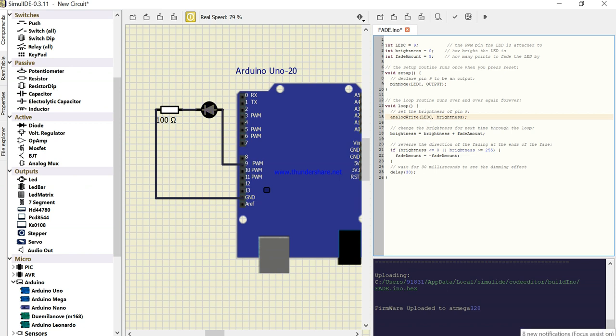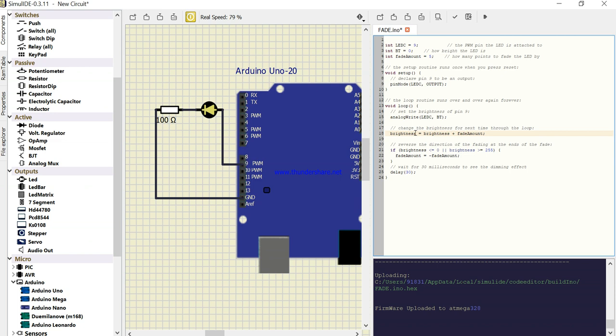Here we are giving an amount of brightness to the LED control. Now what is the brightness? Here I will change it into BT, for brightness. My initial BT amount is 0, so I am giving that initial BT amount as 0.